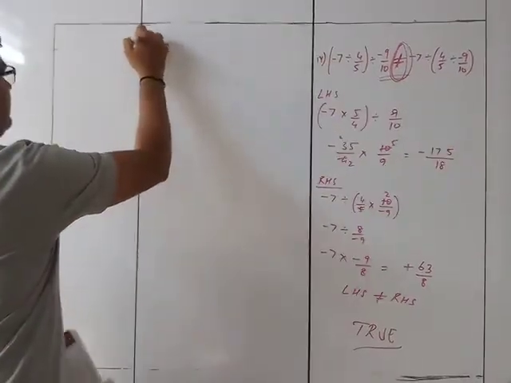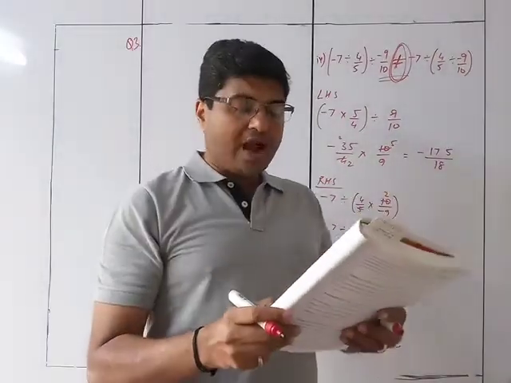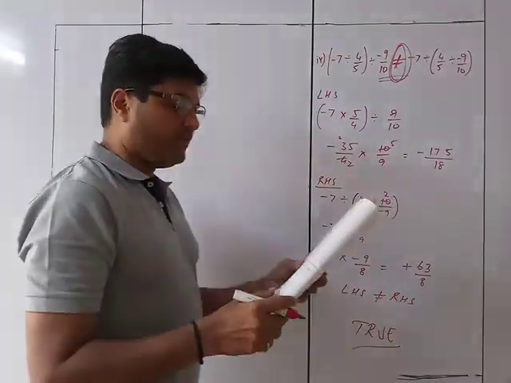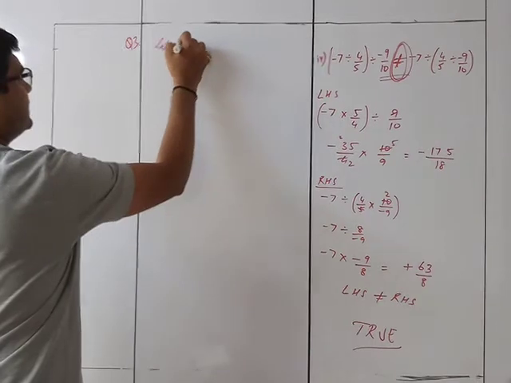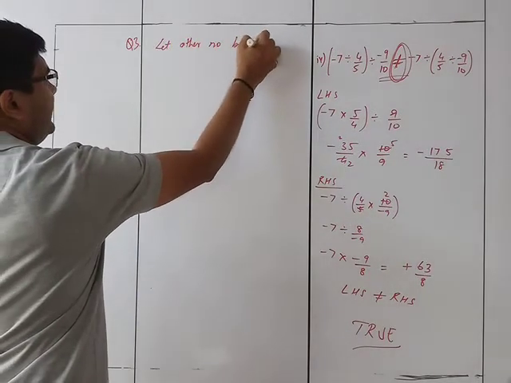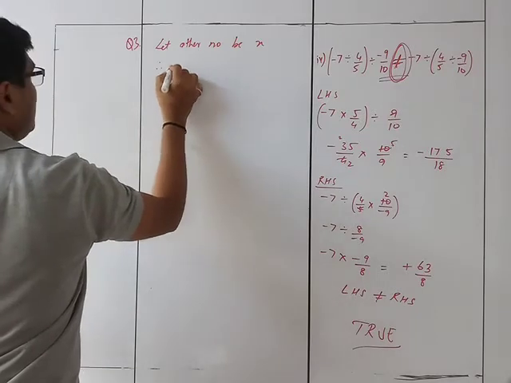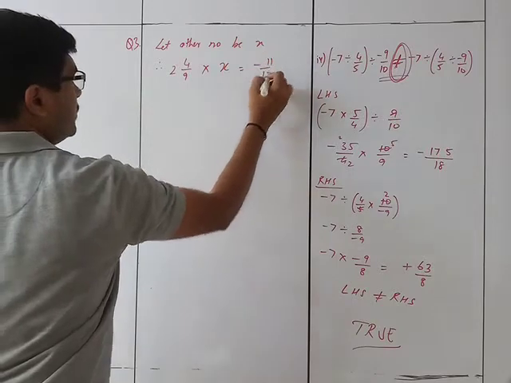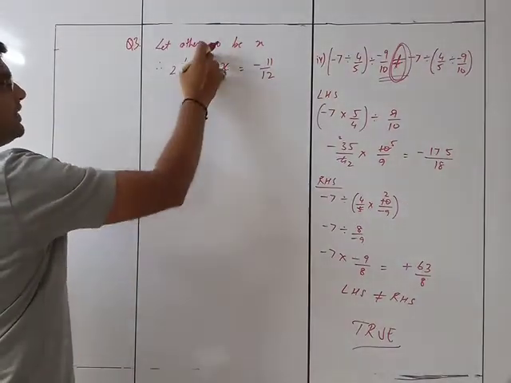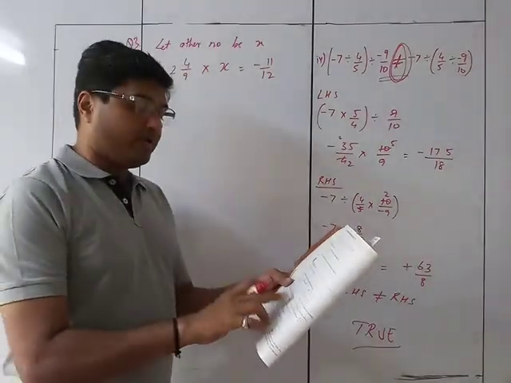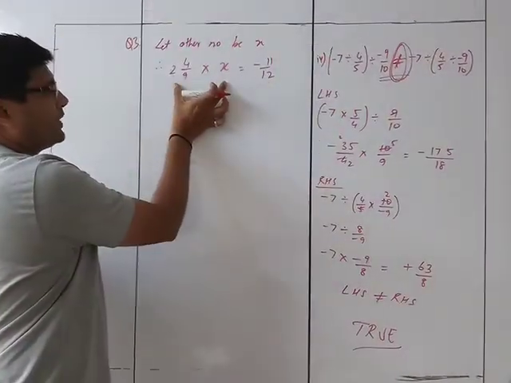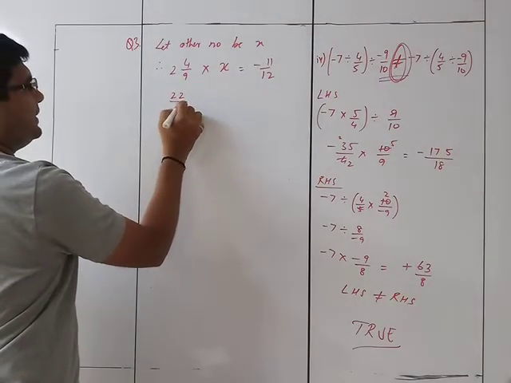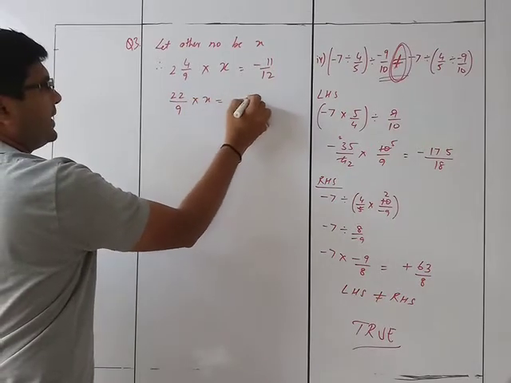Okay, question number 3 we have over here as the product of two rational numbers is minus 11 upon 12. If one of them is 2 4 upon 9, find the number. So let other number be x. Therefore, it is given that 2 4 upon 9 into x is equals to minus 11 upon 12. Right, because they are giving you that product of the two numbers. So these are the two numbers. Now 18 plus 4 is 22 upon 9 into x is equals to minus 11 upon 12.